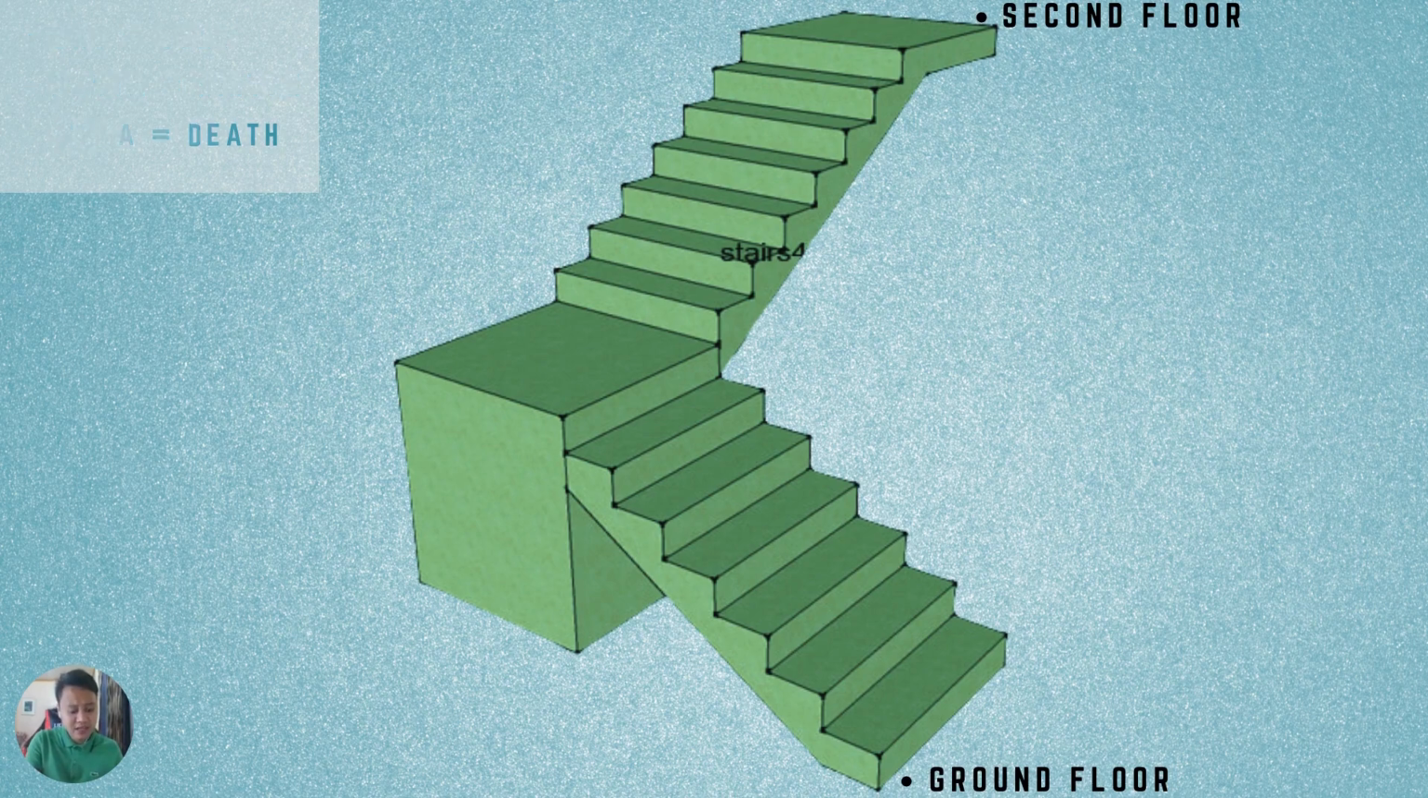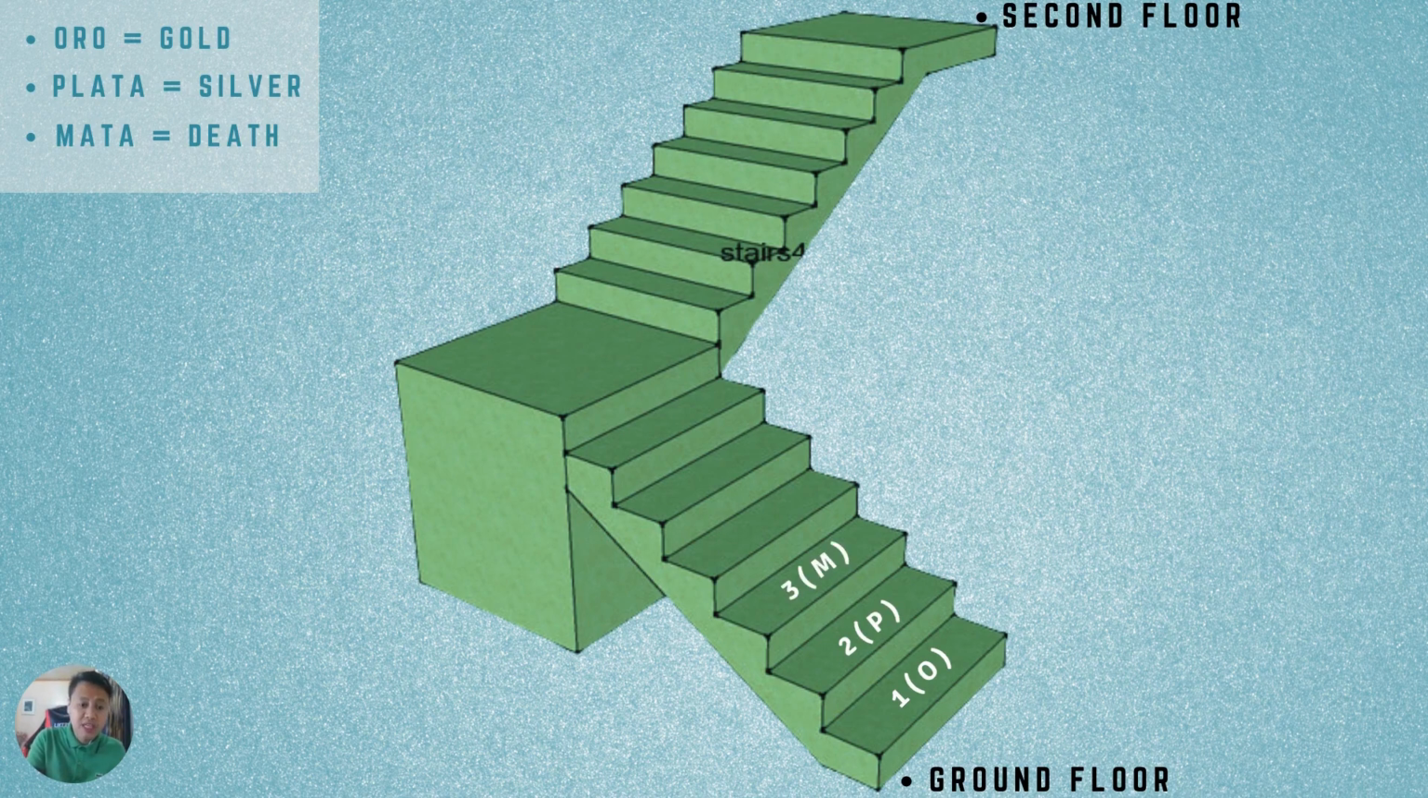Starting with the first landing, let's count the step of stair using the words oro, plata, mata. Take note that the last step should be the upper finished floor. So let's proceed. Oro, plata, mata. Oro, plata, mata. Oro, plata, mata. Oro, plata.